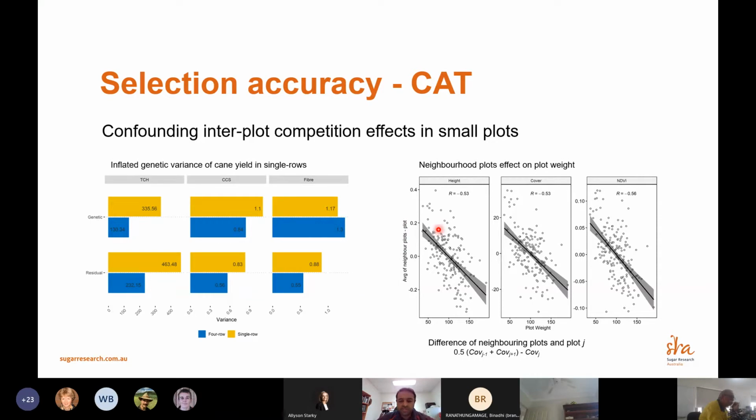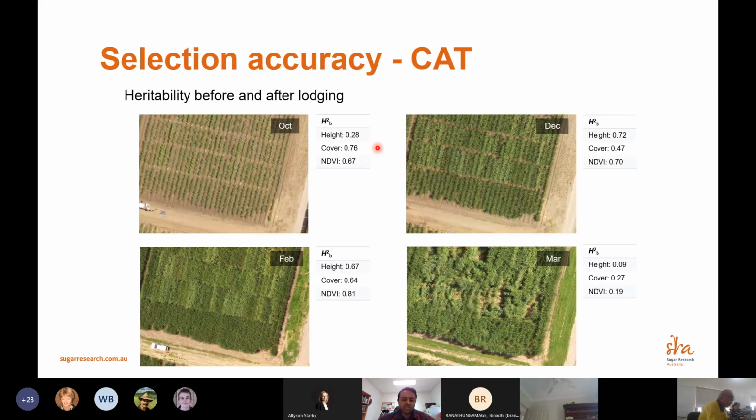So what this graph shows is that the taller the neighboring plots, the lesser the yield of the actual plot. And similarly, the more vigorous the neighboring plots, the lesser the yield. So this evidence clearly shows that in the CAT trial there are significant interplot competition effects, and they can really affect the clonal ranking for TCH, and also bias the selections in favor of more competitive clones.